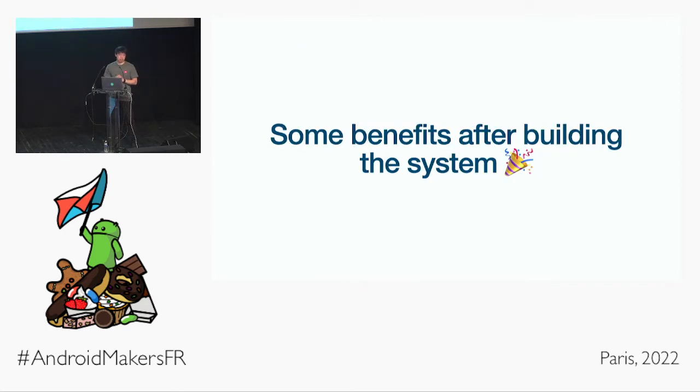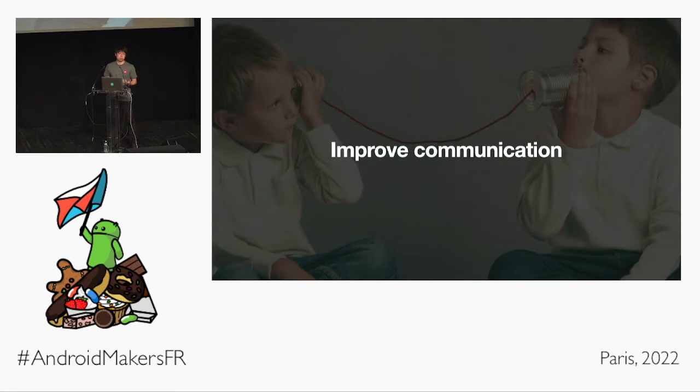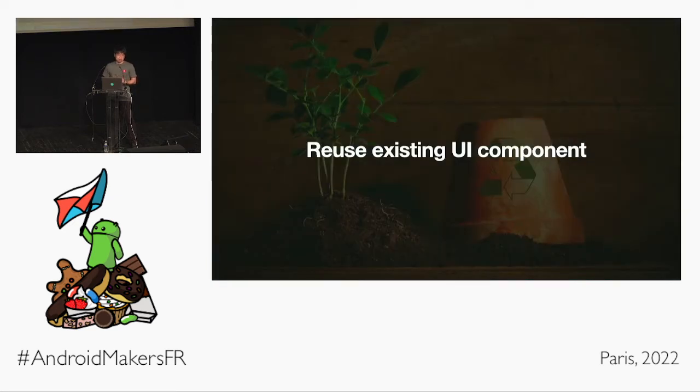So, some benefits after building the server-driven UI system. You improve the communication, because for all the components that you have, you don't need to discuss. You just need to build the screen: we need this component, this component, this component, and we just add them to the list. So the communication is way easier because we don't need to define a contract. We just define the contract if we build new components.